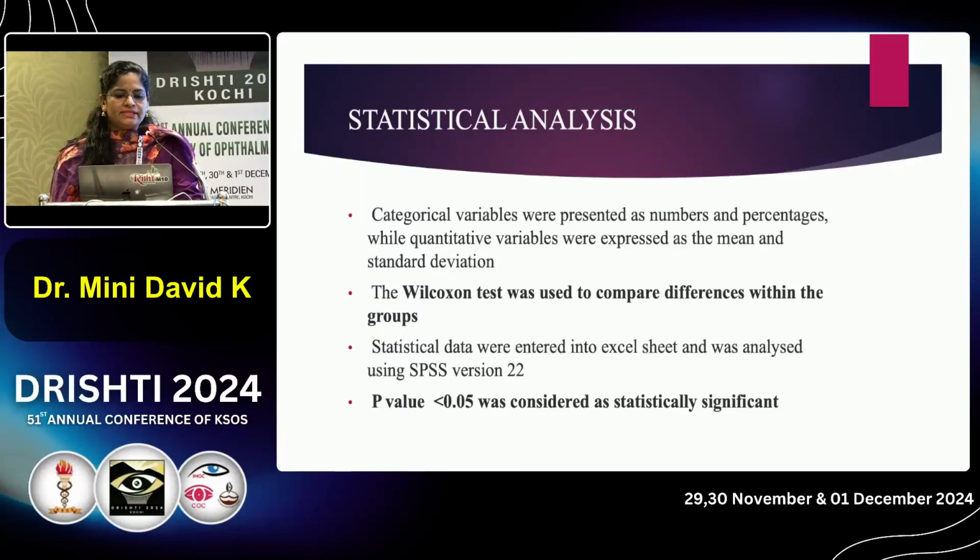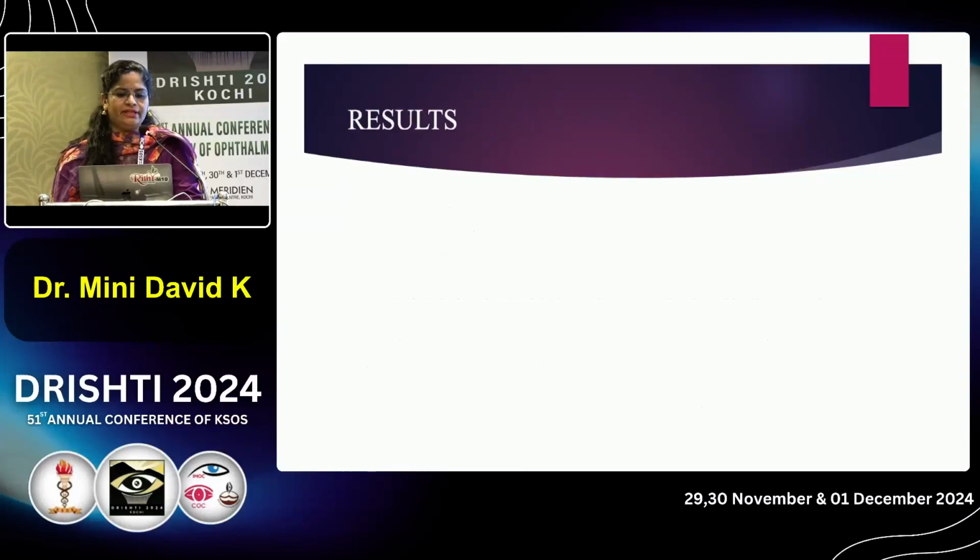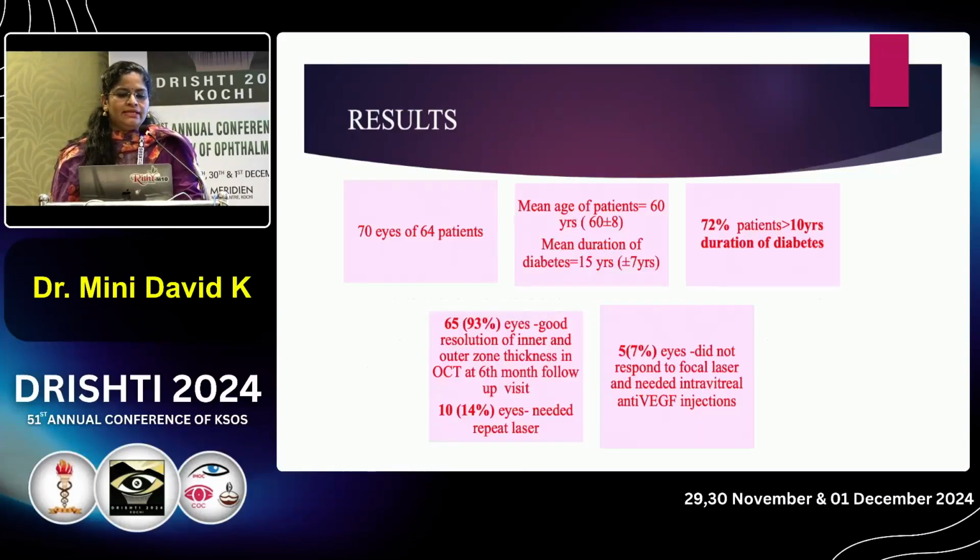The Wilcoxon statistical test was used to compare the differences within the group, and p-value of less than 0.05 was considered as statistically significant. Coming to the results, 70 eyes of 64 patients were included in the study. Mean age of patients was 60 years and mean duration of diabetes was 15 years. 72% of patients had more than 10 years duration of diabetes.